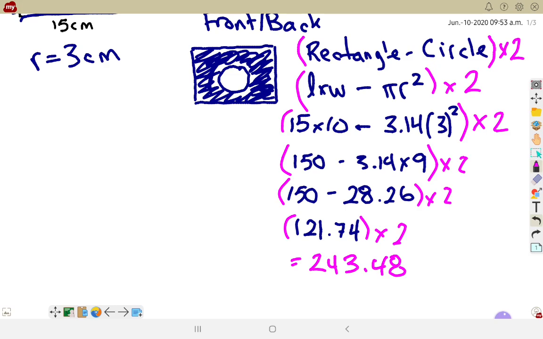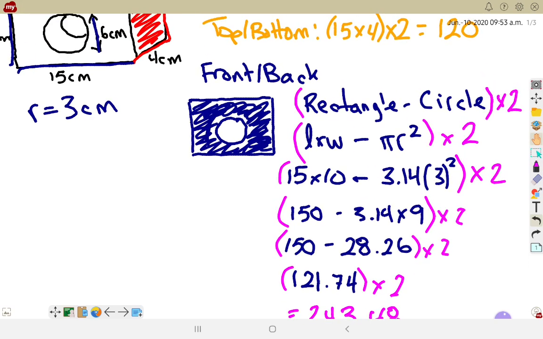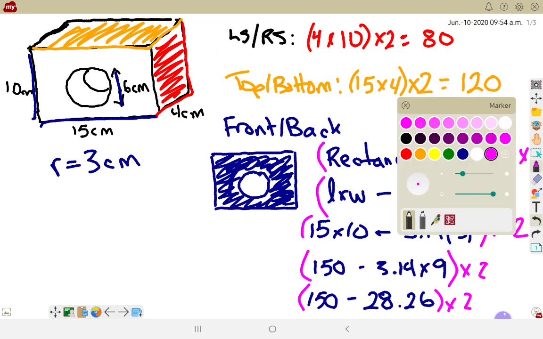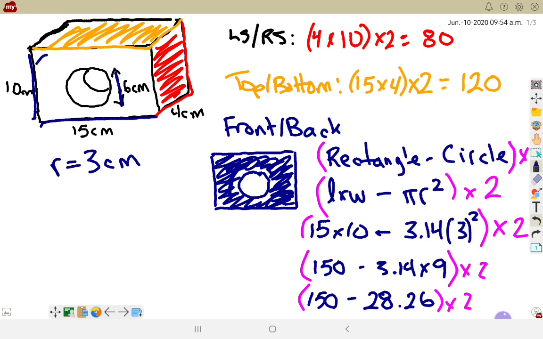243.48. Okay, all right, so I'm going to go back up to my shape now. So I'm going to color in. We've got our front and back.